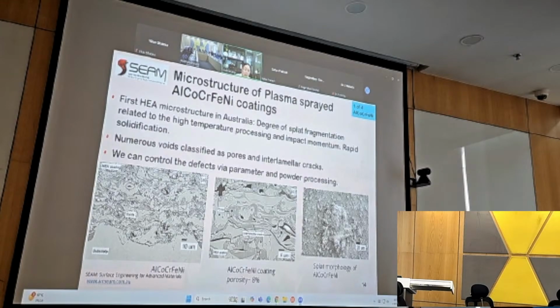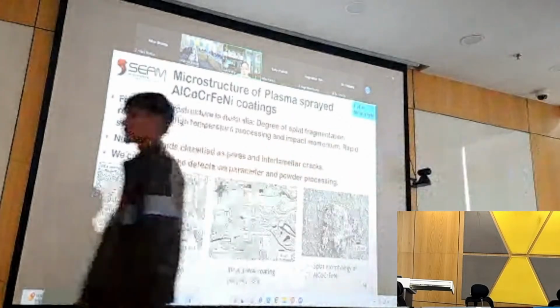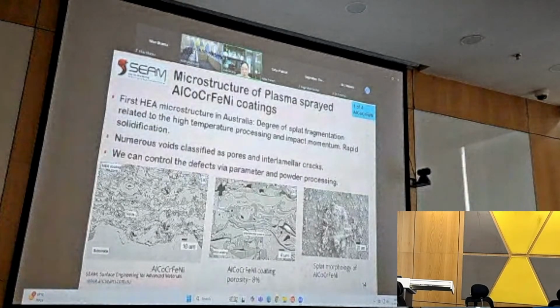So we started our journey to look at how we actually control some of these processing parameters, and you will see that we are able to get very dense coatings, but also very porous coatings, and various composite coatings too. So this is a plasma sprayed high entropy alloy coating, AlCoCrFeNi.